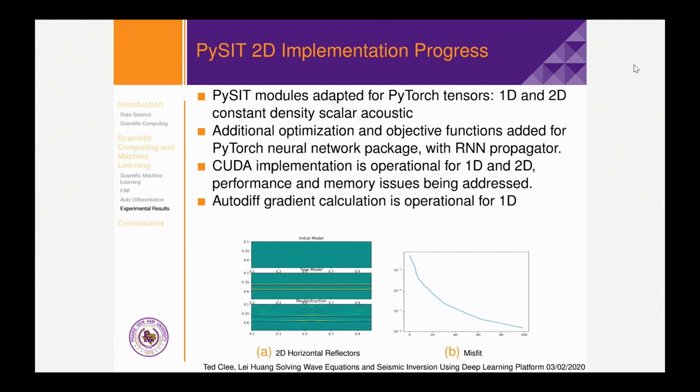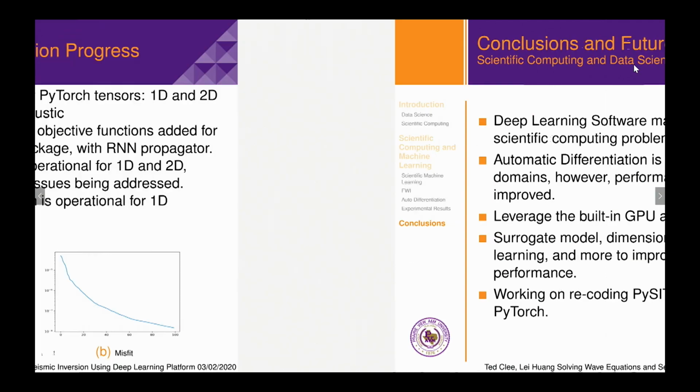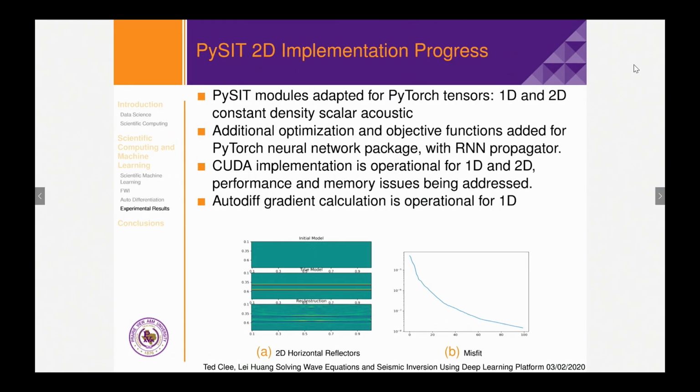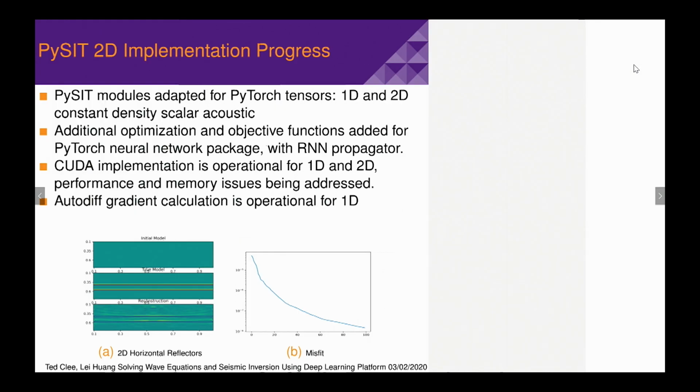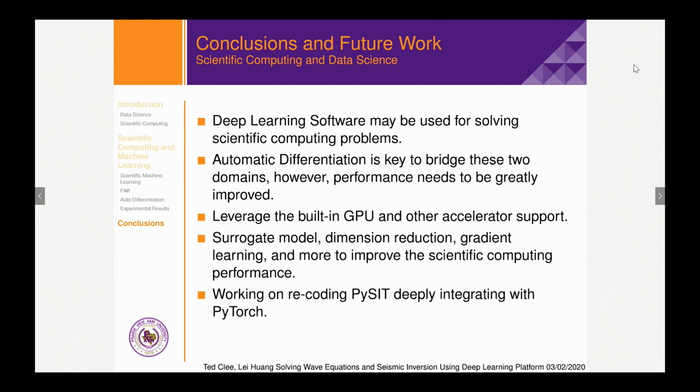The other part of that is that we have this autodiff gradient calculation, and we've got that working for 1D. As you can imagine, for 2D we're going to have some memory challenges because we have about 3,600 time steps here, and that's a lot of history. All right, I think this is where I turn it back to you, sir.